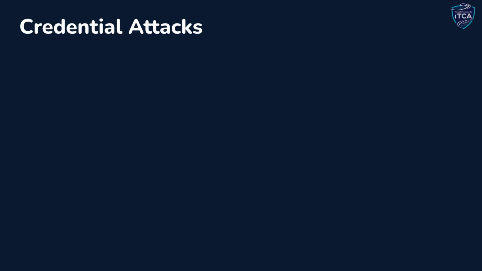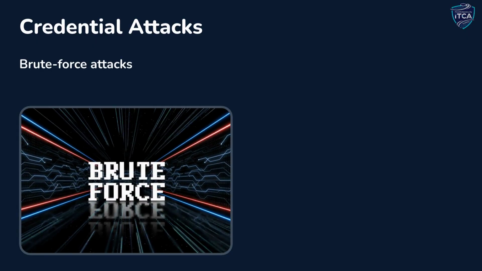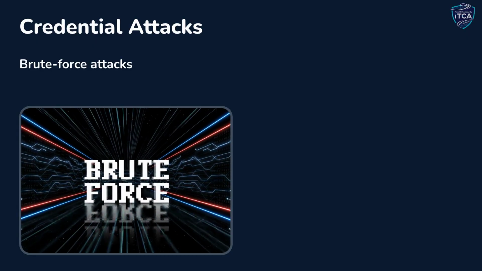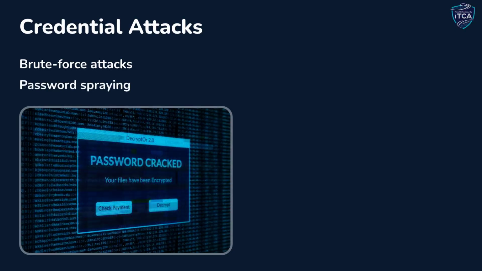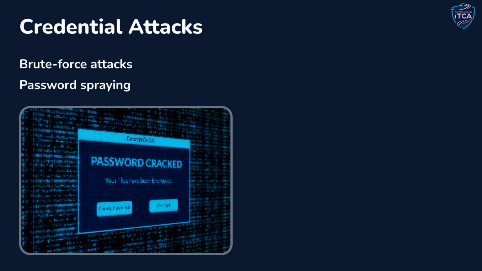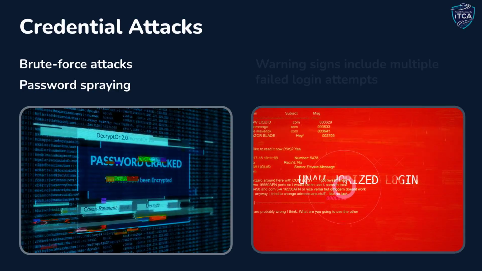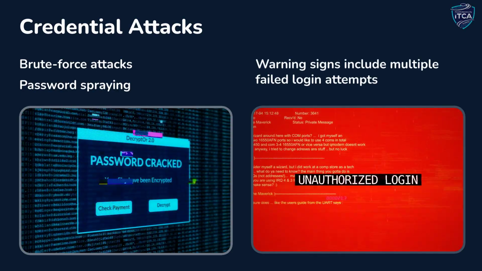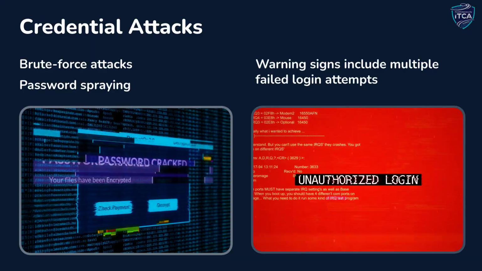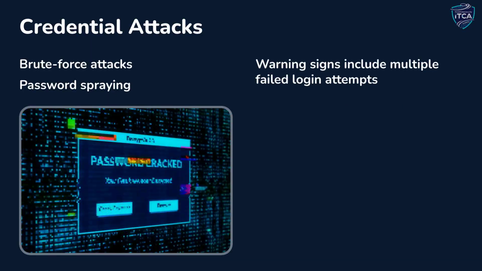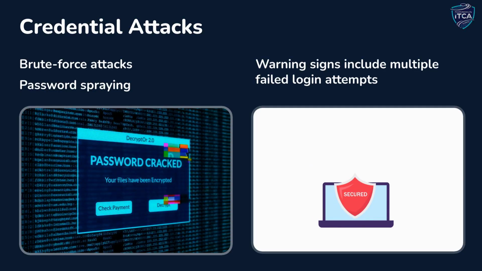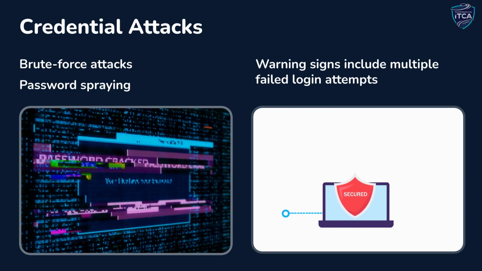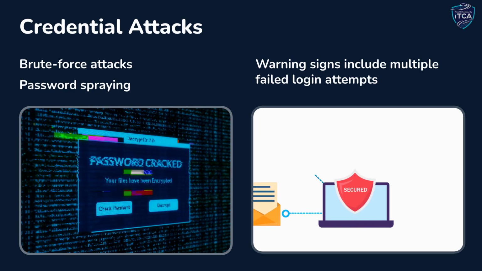Credential attacks are another common method. These include brute force attacks, where automated tools try many password combinations, credential stuffing, where leaked credentials are reused across multiple sites, and password spraying, which uses low and slow attempts to evade detection. Warning signs include multiple failed login attempts, logins from unusual locations, or sudden spikes in authentication failures. Mitigation includes multi-factor authentication, rate limiting, account lockouts, anomaly detection, enforcing strong password policies, monitoring breaches, and using secure identity services like SAML or OAuth.